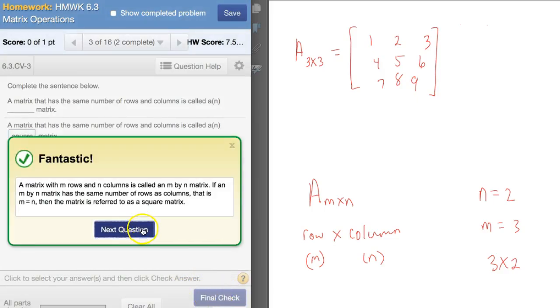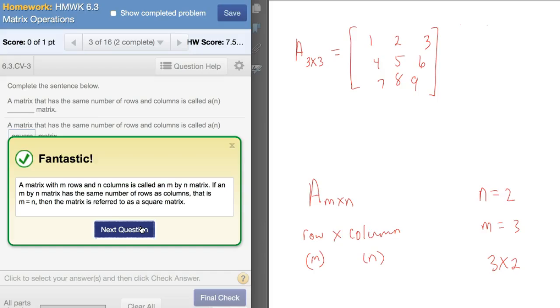Now, the important thing to know about square matrices is that square matrices are special in that, if we were actually going to study this, square matrices are the only types of matrices within the matrix world, as I like to call it, that actually have inverses.